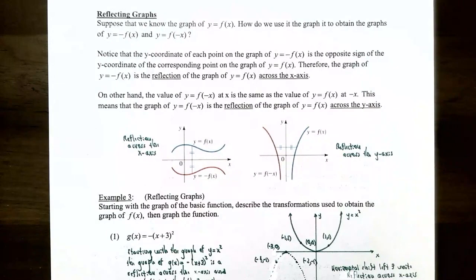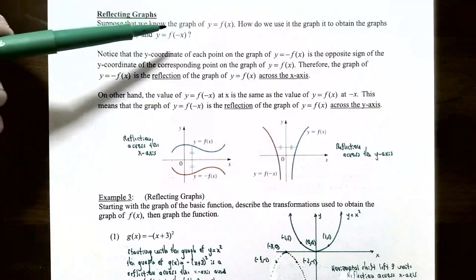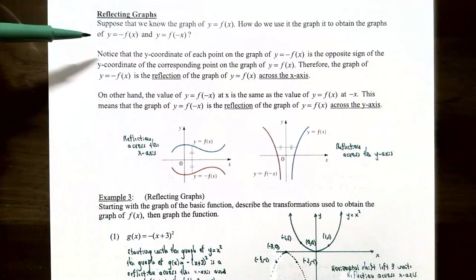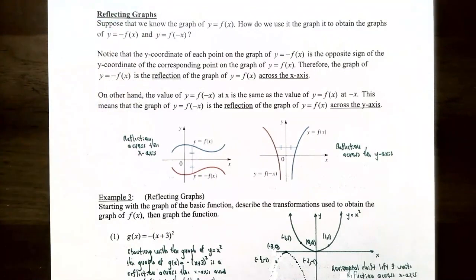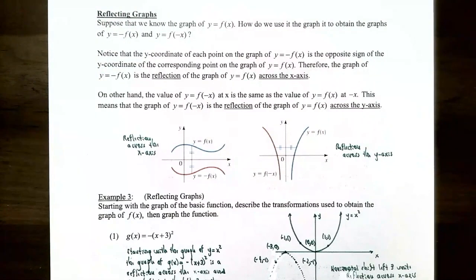Alright, so those are vertical shifts up or down, or horizontal shifts left or right. Now we're going to talk about one more type of transformation in this video called reflections. So we're going to reflect graphs. Suppose that we know what the graph of y equals f of x looks like. How do you use that graph to obtain the graphs of y equals negative f of x and y equals f of negative x? So let's start by talking about this graph, y equals negative f of x.